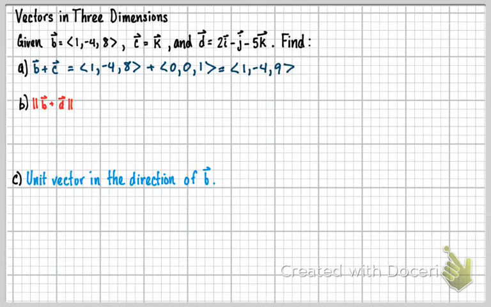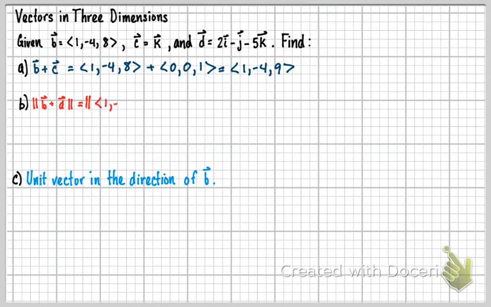So again, this works exactly the same as the two-dimensional. There's no difference. Now moving on to the next one here, B plus D. And we're going to take the magnitude of that, or the norm, they call that in some books. So I'm just going to do B plus D first.